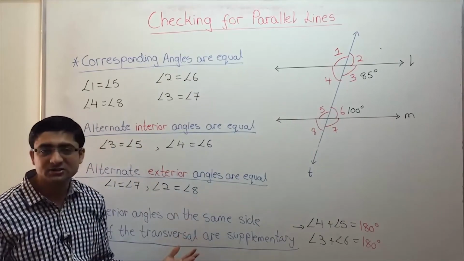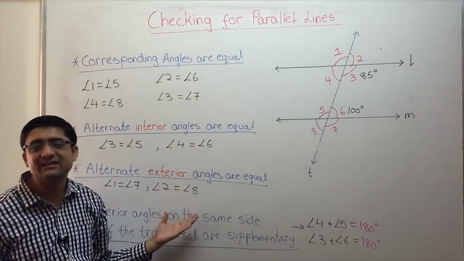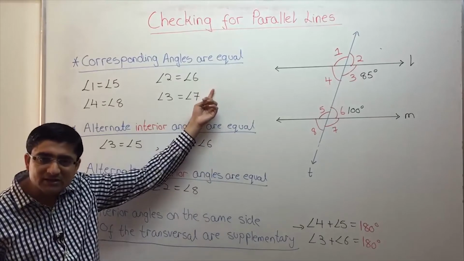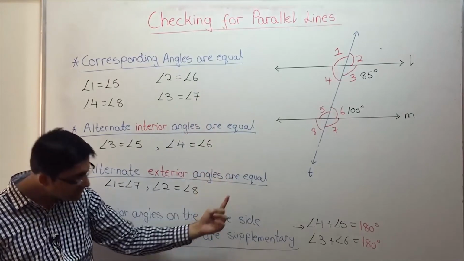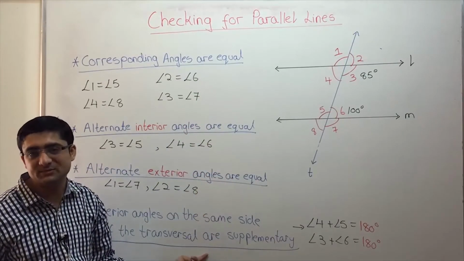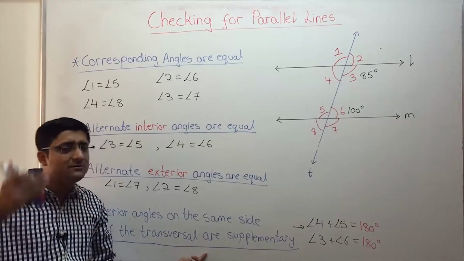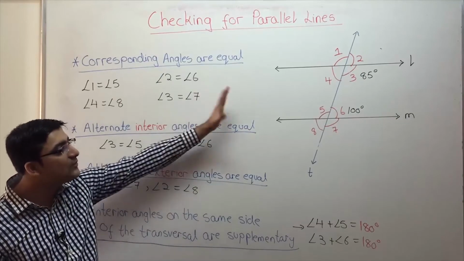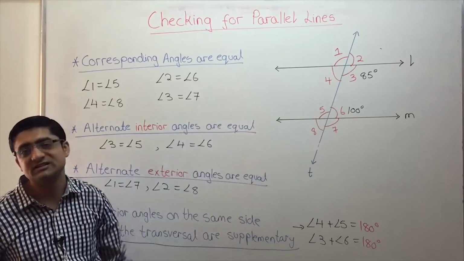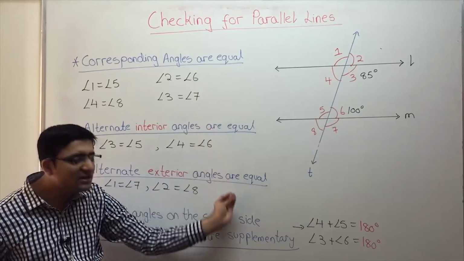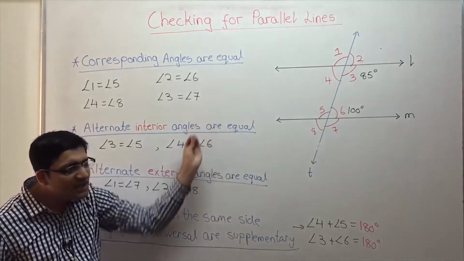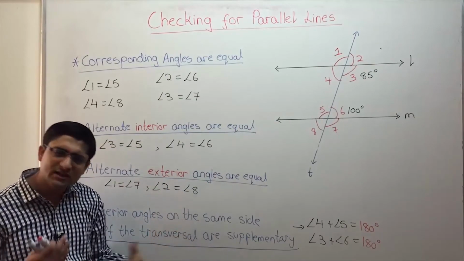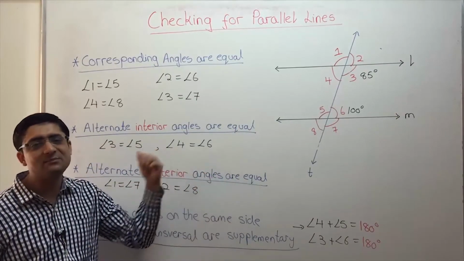So I hope the concept is clear. Please be absolutely clear in identifying these types of angles. By now you should be absolutely clear on how to identify corresponding angles, alternate angles, and interior angles on the same side of the transversal. In case you're not clear, please watch the videos again. This is how we check for parallel lines when a transversal is given to us. If any of these conditions holds, they are parallel. If any are violated, the lines are not parallel. So let's practice a few examples on the application of this concept.